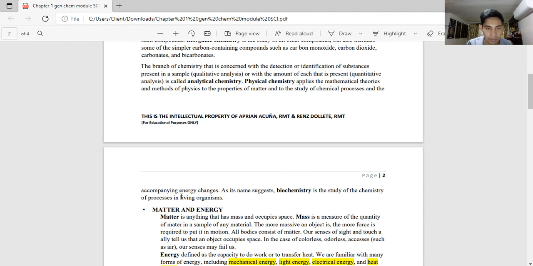Tandaan nyo ha, if you are talking about living, you are talking about bio or biology. The bio is another term for life. So, with the term biochemistry, it is the study of the chemistry of processes in living organisms. Very simple lang. Or sa mga common names lang nila. Malalaman nyo naman ni Guru if you already took your biology sa lower or sa inyong senior high.